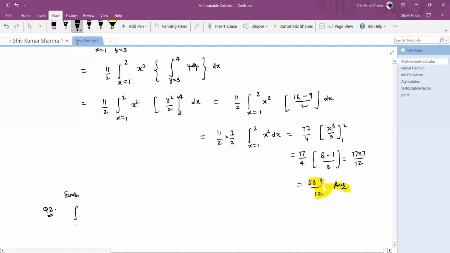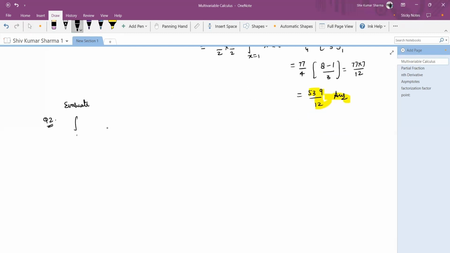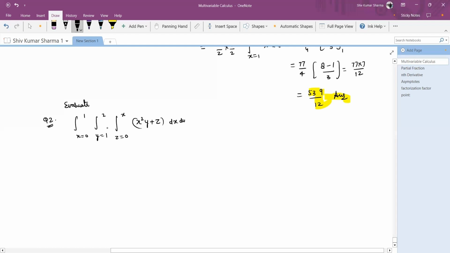Evaluate the integral, x from 0 to 1, y from 1 to 2, z from 0 to x, of x square into y plus z, dx dy dz. So here we see that the variable limit is for z, in terms of x, so we first integrate with respect to z.